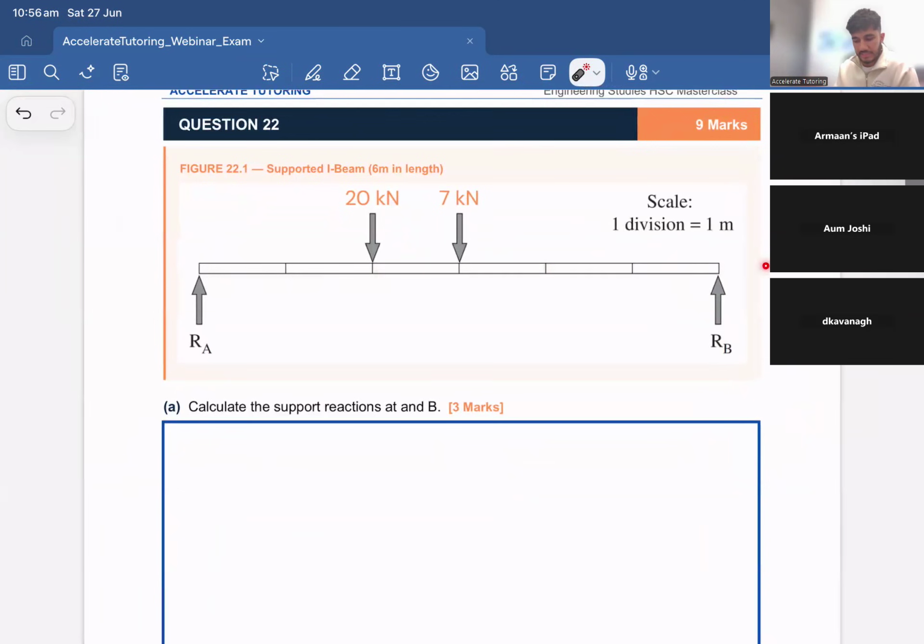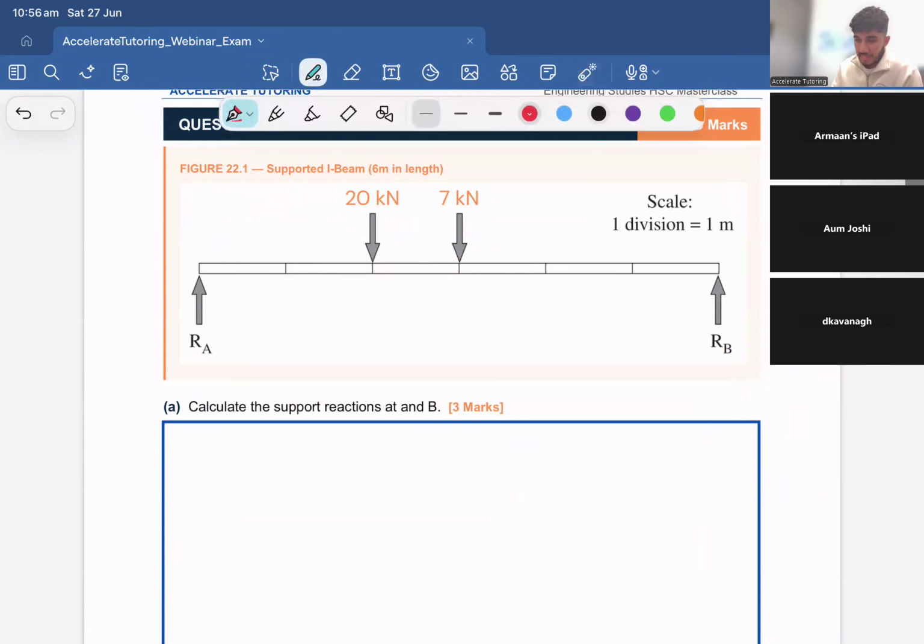So as you can see, we have a standard beam shown. It's an I-beam, 6 meters in length. We have two loads, 20 kilonewtons and 7 kilonewtons applied at certain points. First step is to calculate our reactions.